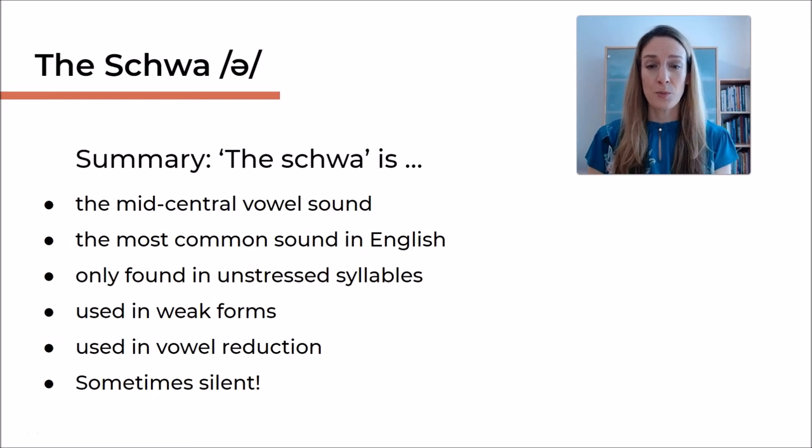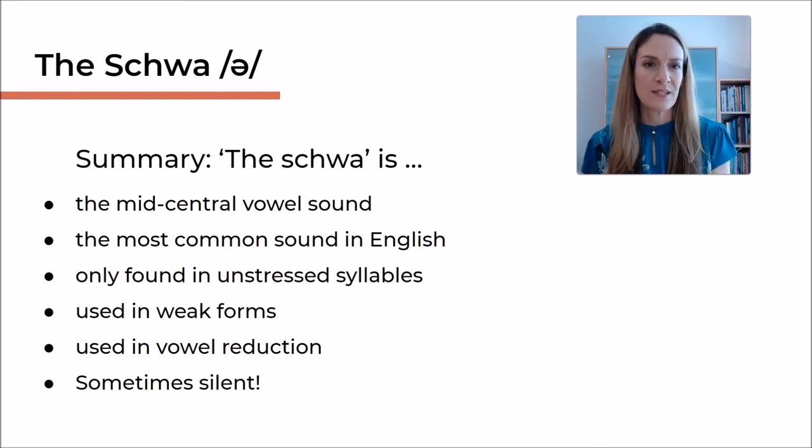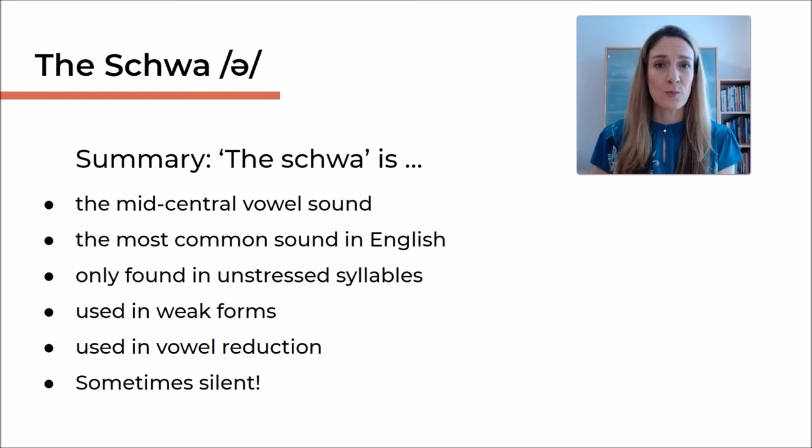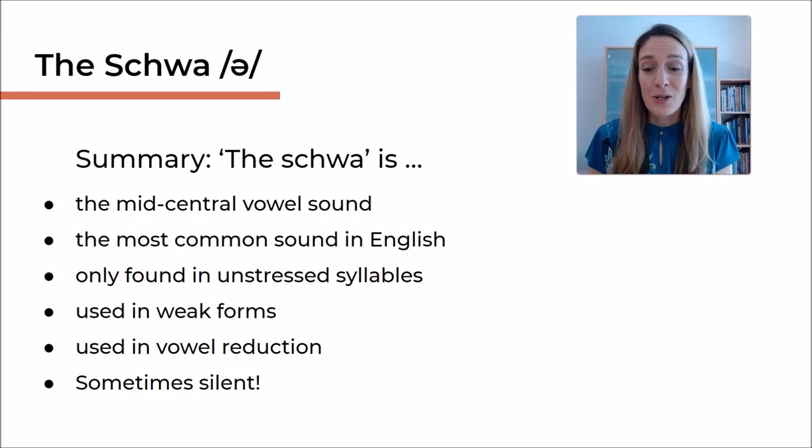Now to summarize, the schwa is the mid-central vowel sound, the most common sound in English, only found in unstressed syllables, used in weak forms, used in vowel reduction, and sometimes even silent. Now, if you are a little bit confused about why it is the most common sound, that has to do with English being a stress-timed language. Please check out my other videos on stress-timed versus syllable-timed languages, and also my next video on vowel reduction and the schwa with weak forms. This is coming out next week, so make sure you subscribe so that you don't miss it. But now let's practice.